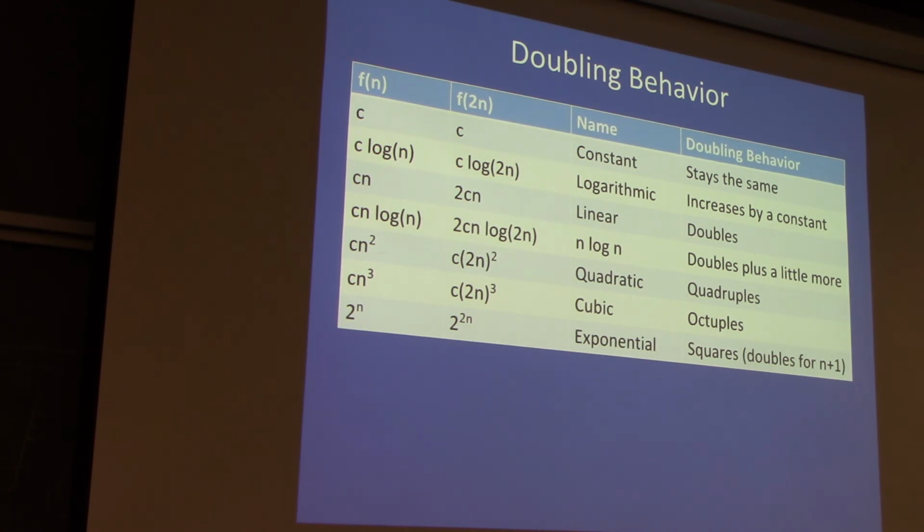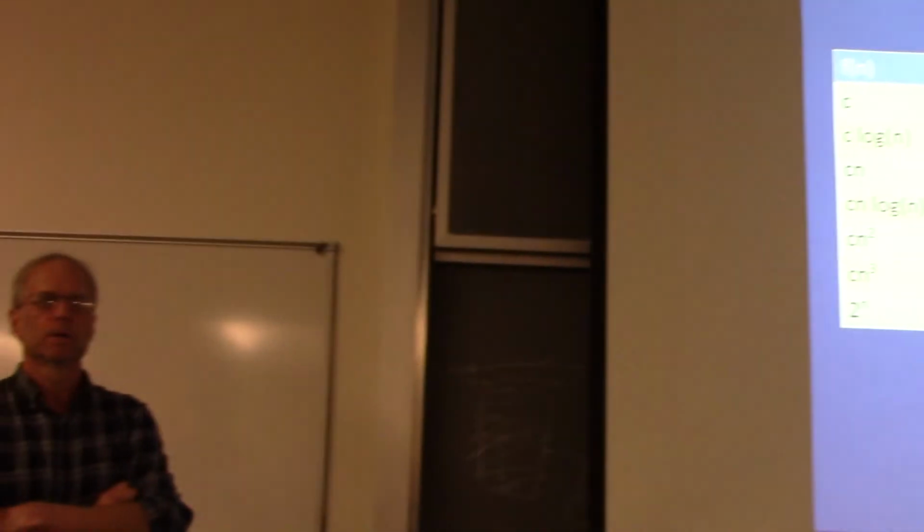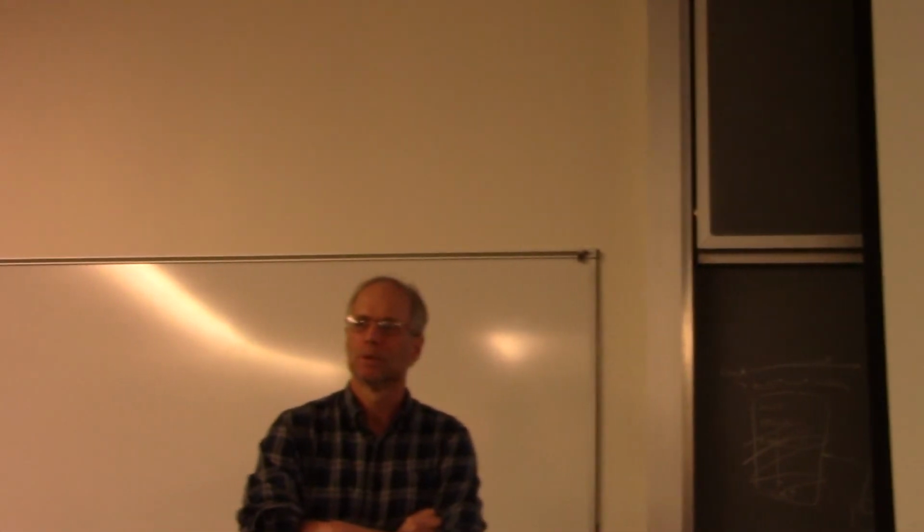Yeah? Is there one for factorial? For factorial, well, let's think about what would happen. What would happen when you go from n factorial to n plus 1 factorial? Factorial is worse than exponential.